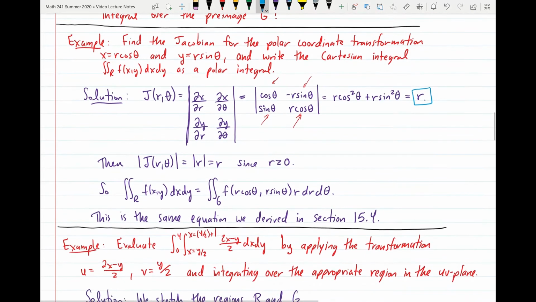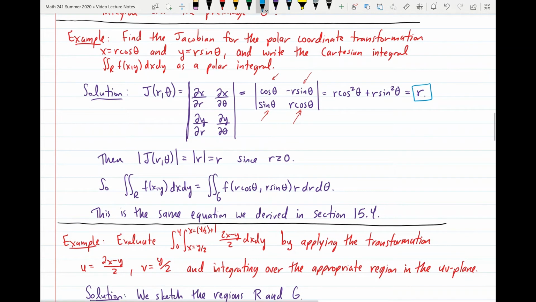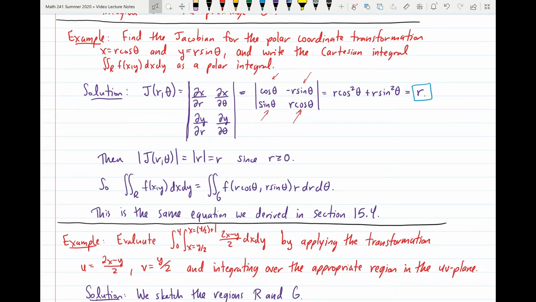And hopefully you're starting to think, oh, I can see why the equation for the double integral in polar coordinates is what it is. So if we take the absolute value of the Jacobian of r theta, then this is going to equal the absolute value of r, because we just said the Jacobian is equal to r. But since r is always greater than or equal to 0 when we're integrating using polar coordinates, the absolute value of r is just going to be equal to r.